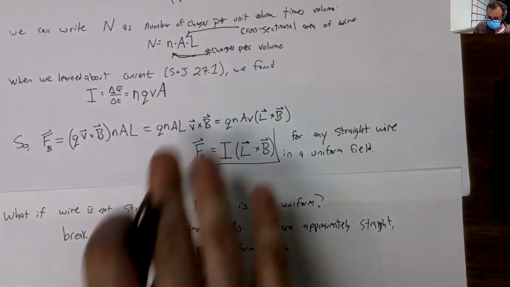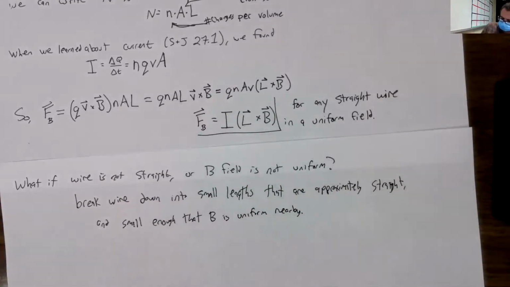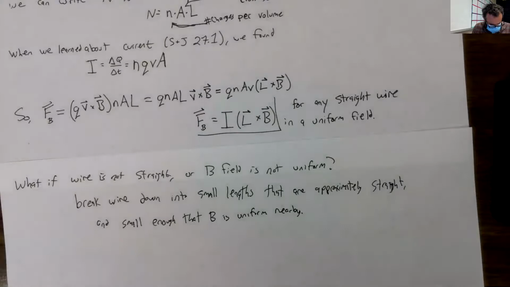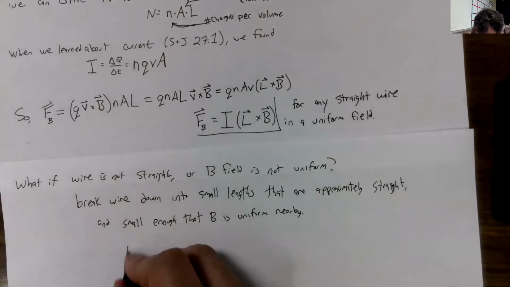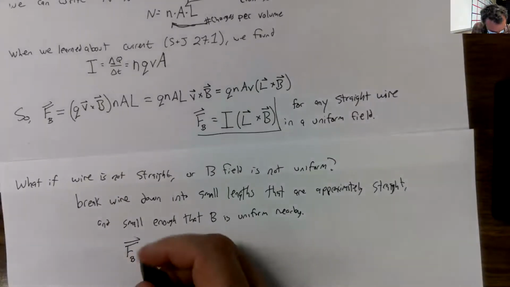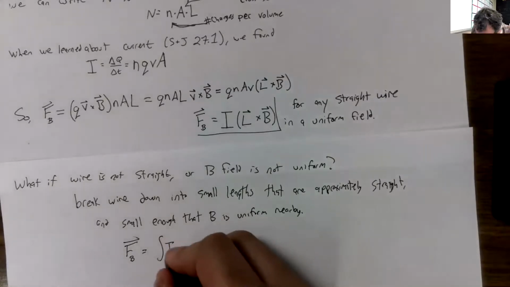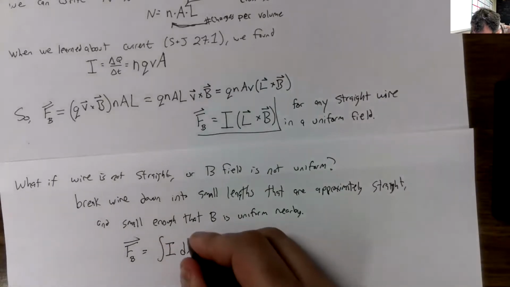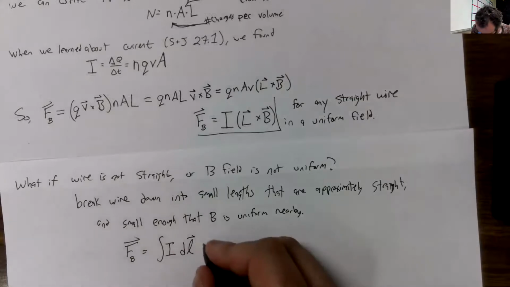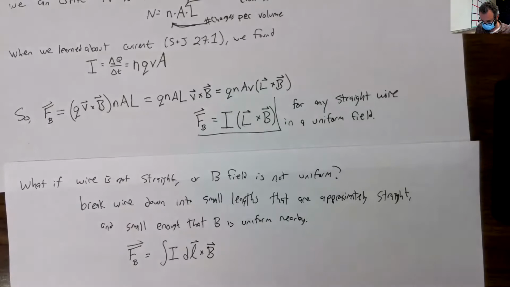And what's the mathematical process when we break something down into infinitely small pieces and then add them all up? That's just integration, an integral. So what we get is that the magnetic force in that case is an integral of the current times dl, where dl is an infinitesimally small length of the wire, crossed with B.